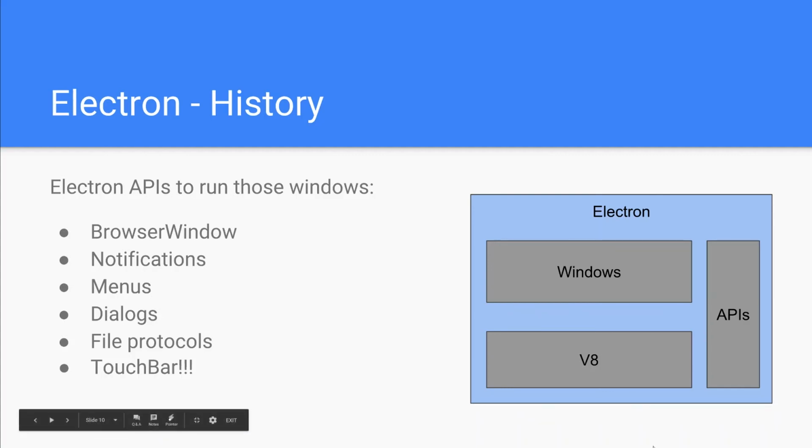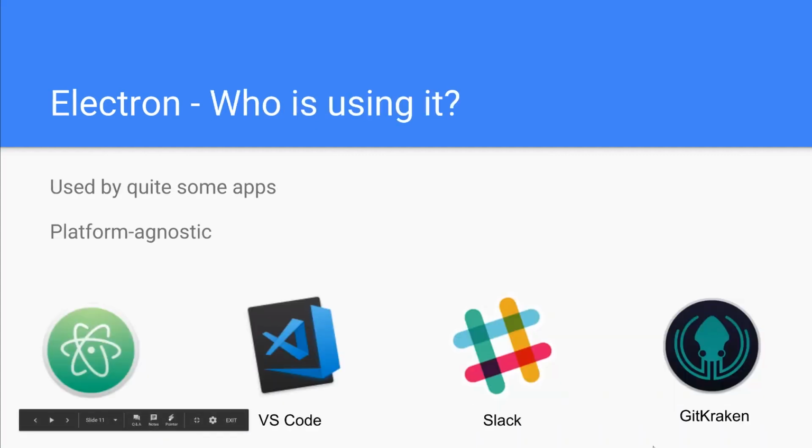But that's about it. So who is using it? Some of the examples that I put here, the first one is on purpose, because there's a very famous editor which is called Atom, if I say it properly. And this editor was actually the start of Electron.